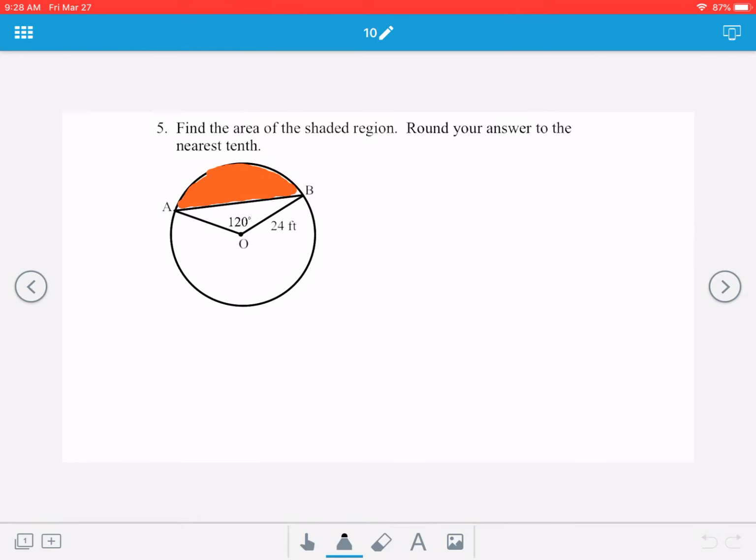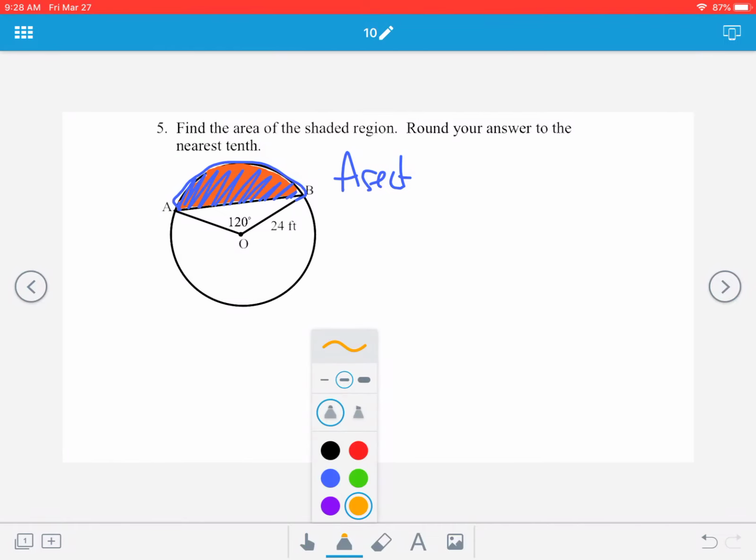So to find the area of this semicircle, we have to do two things here. We first need to find the area of the sector that I'm outlining in blue. That's going to give me all of that. So we're first going to find the area of the sector. And then we're going to find the area of the triangle and subtract it. Because if I subtract that portion in blue, then I'm just going to be left with that semicircle. So we're going to subtract the area of the triangle. We'll start with the sector first because it's similar to the one that we just did.